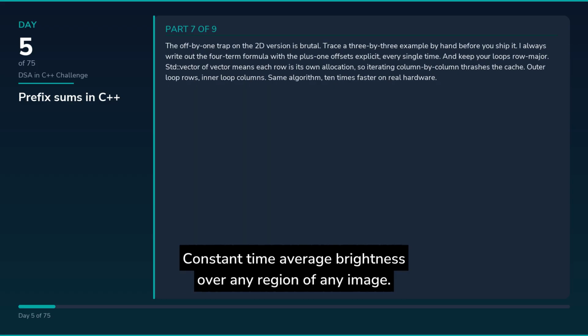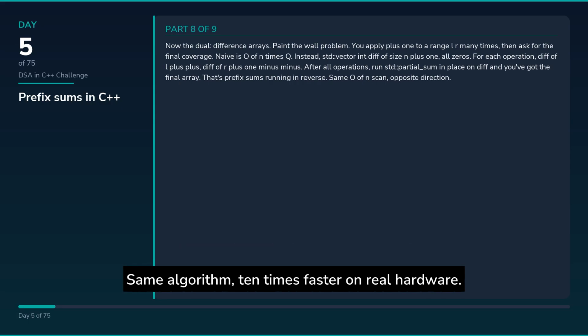The off-by-1 trap on the 2D version is brutal. Trace a 3x3 example by hand before you ship it. I always write out the 4-term formula with the plus 1 offsets explicit every single time. And keep your loops row major. std::vector of vector means each row is its own allocation, so iterating column by column thrashes the cache. Outer loop rows, inner loop columns. Same algorithm, 10 times faster on real hardware.